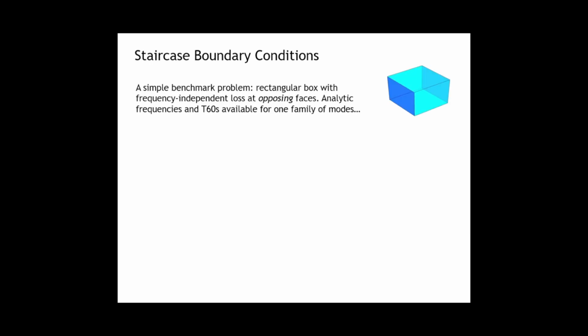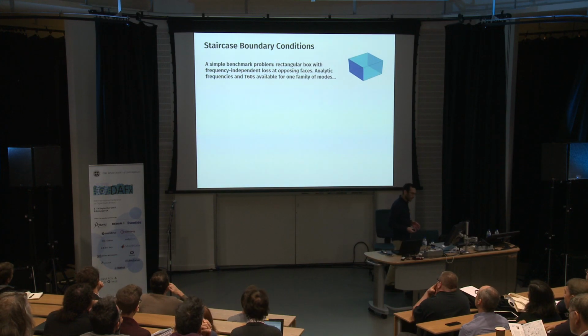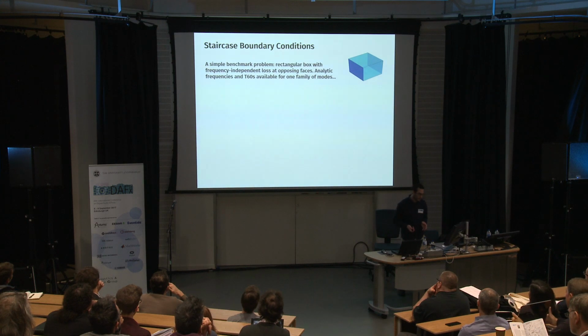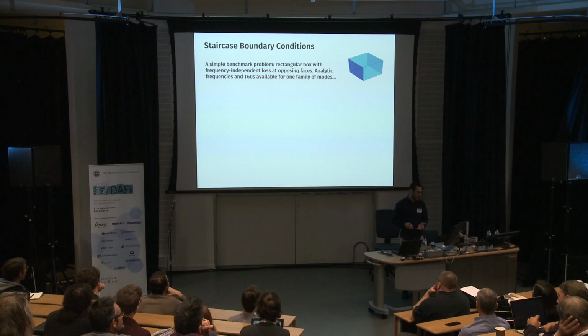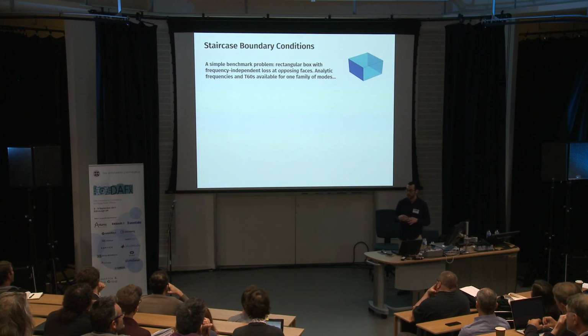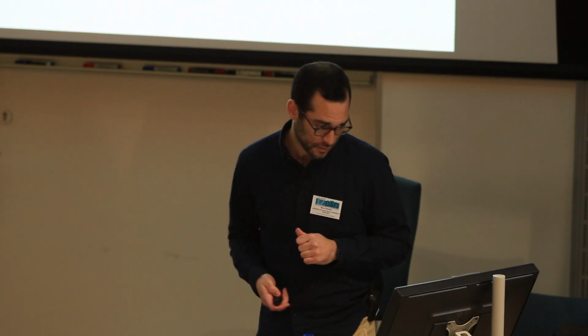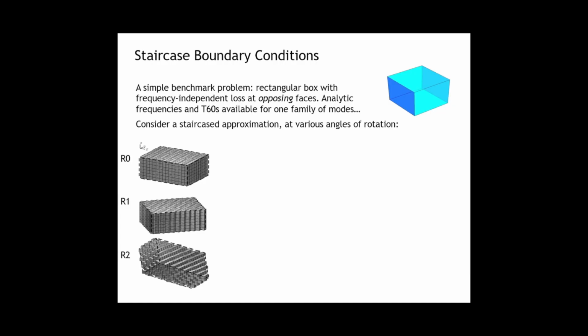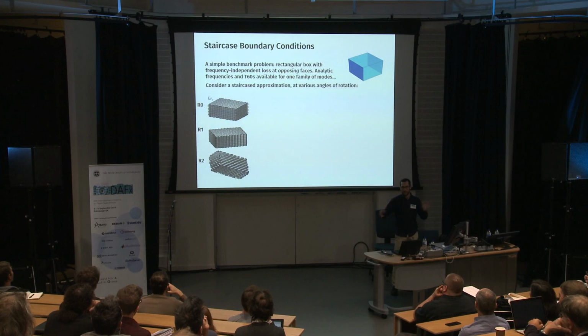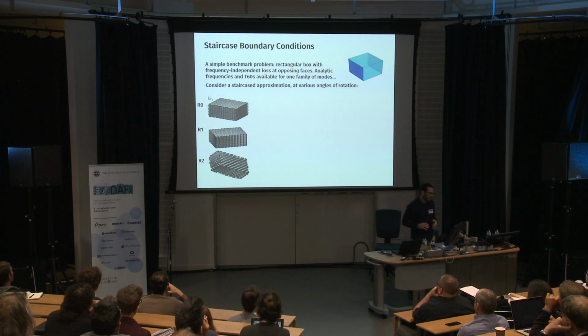Staircase boundary conditions. I showed you an example where I rotated the box and it exposed some instabilities, but there's another problem with staircasing effects. Let's consider a rectangular box with loss at opposing faces, so rigid everywhere else. In this case, you can actually calculate an analytic solution for a certain family of modes, the ones that vary along that direction between the lossy faces. And that solution, of course, shouldn't change if you rotate the box. But in the finite difference setting, you get very different results based on how you rotate your box.